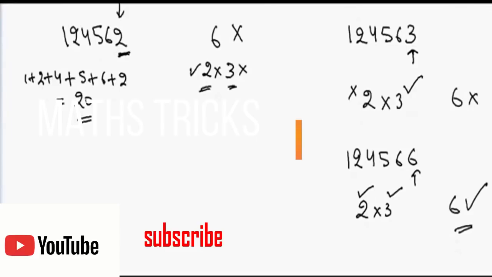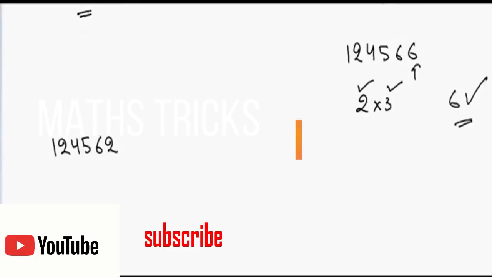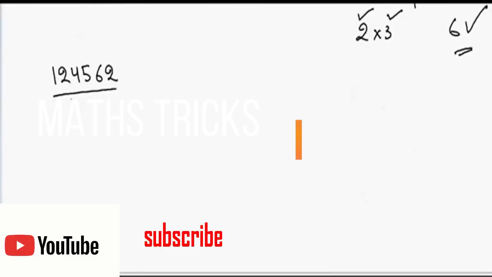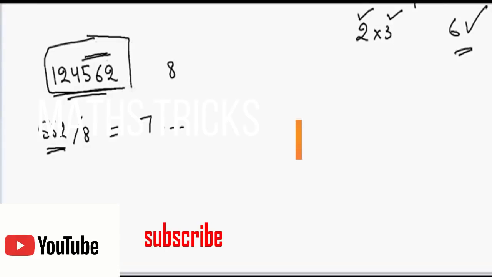So now we have 124562, and we want to find out whether this number is divisible by 8. So in that case, we'll take the last 3 digits and see if 562 is divisible by 8. So if we divide it by 8, from this I can see that we get 7 and then something which is not divisible by 8. So this number is not divisible by 8, so this whole number should not be divisible by 8.